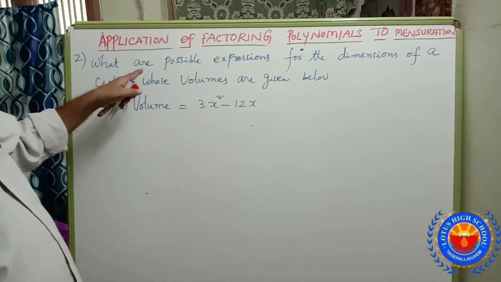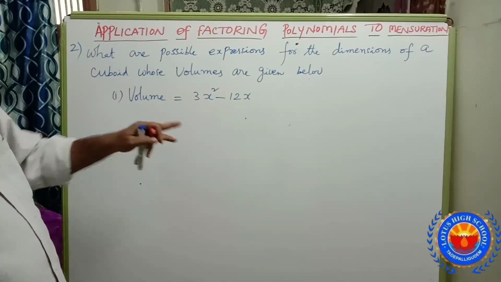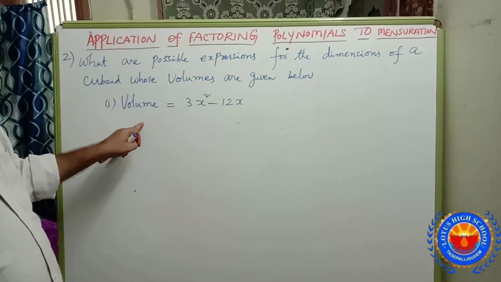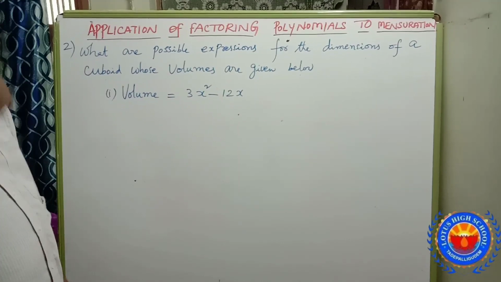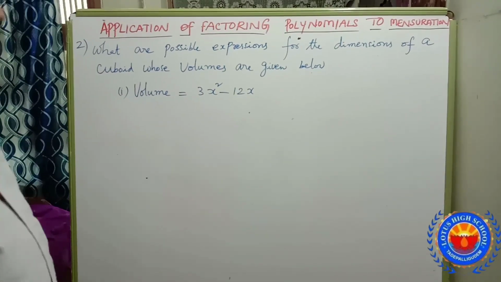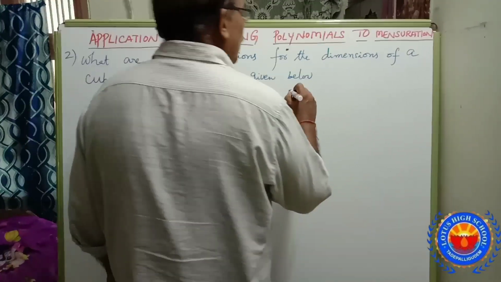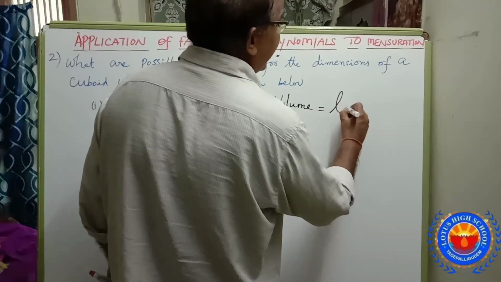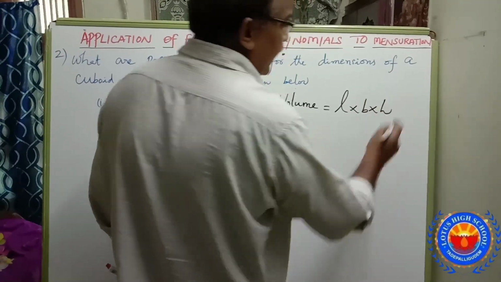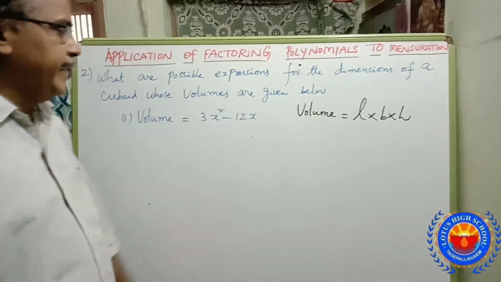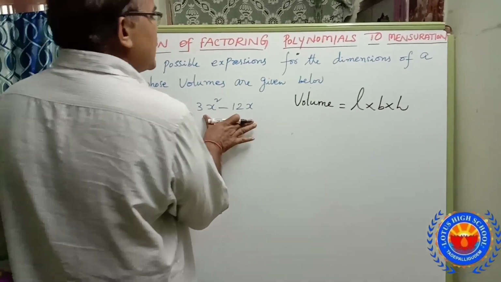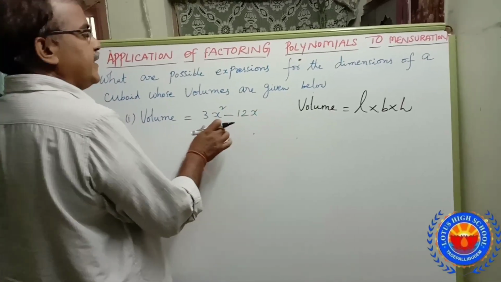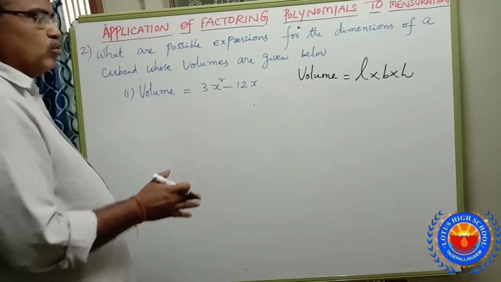Here the next model. What are the possible expressions for the dimensions of a cuboid whose volumes are given below? First question, volume of the cuboid 3x square minus 12x units cube. Now what is the volume of the cuboid formula? Volume of the cuboid is equal to length into breadth into height. Now this is the volume of a cuboid, 3x square minus 12x. So how to do?